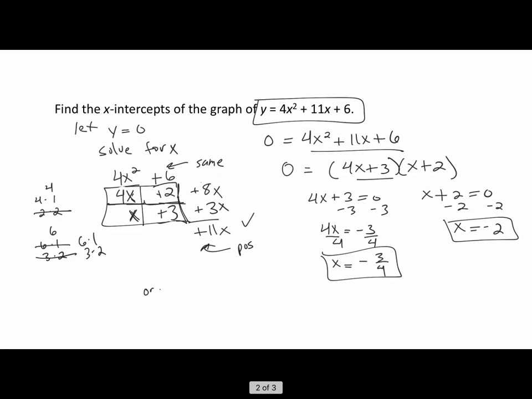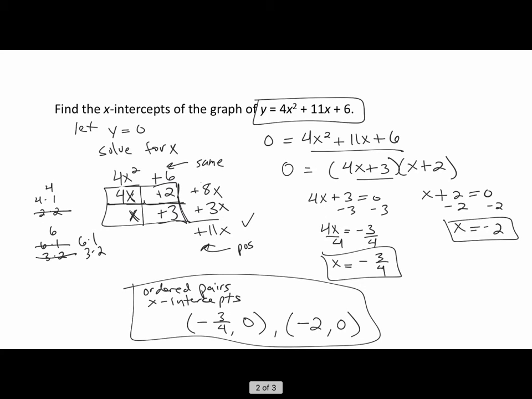We want to write those as ordered pairs, right? So that means x is -3/4 and y is 0, because that's what we set y equal to. And x equals -2 when y is 0. So these will be the x-intercepts for the graph of this equation.